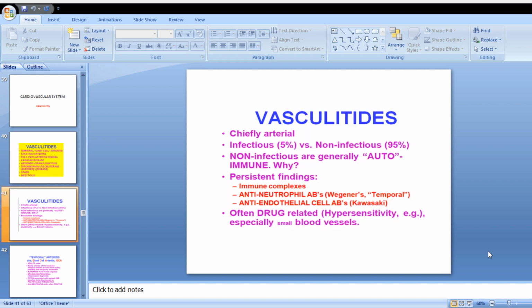Vasculitis mainly involves arteries, and the most common type is due to non-infectious autoimmune causes, in which we can get anti-neutrophilic antibodies or anti-endothelial cell antibodies. Even some drugs can cause vasculitis of small blood vessels.